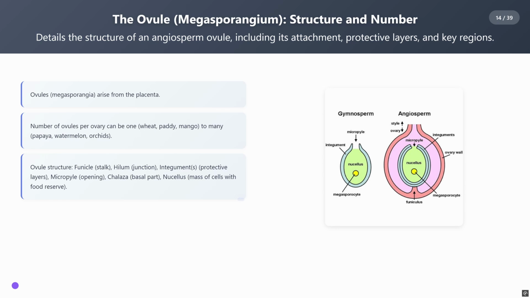These integuments surround a central mass of cells called the nucellus, but they don't completely enclose it. There's usually a small opening left at the tip, and that's called the micropyle. Micropyle, like a little doorway. Exactly. And at the opposite end from the micropyle, the base of the ovule, that region is called the chalaza. Okay, so the nucellus is inside, protected by integuments, with the micropyle opening at one end and the chalaza at the base. What's inside the nucellus itself?